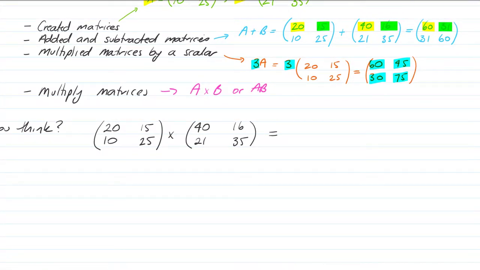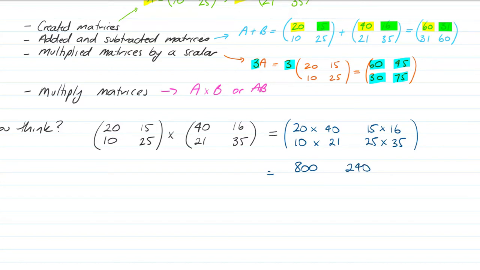If we had a calculator, I'm guessing you might think that I'll do 20 times 40, and 15 times 16, and 10 times 21, and then 25 times 35. Now I don't have a calculator, but I'll do my best. This one here gives me 800, I believe, and 15 times 16, I believe, is 240. 10 times 21 is nice and easy, that's good. And 25 times 35 is 875, I believe. So there's our new resultant matrix based on that operation.